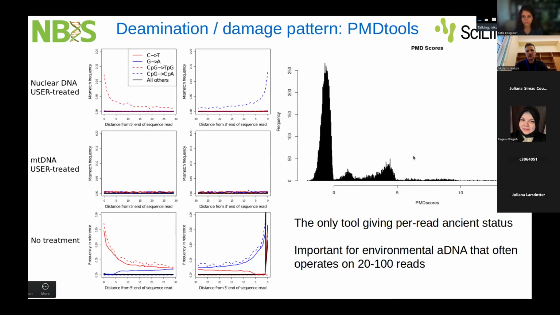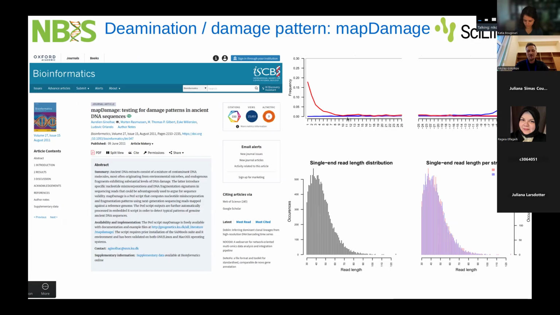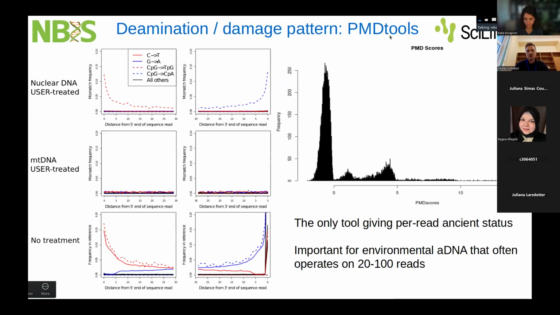A tool that I would like to emphasize here, which I think is better than mapDamage, is PMDtools. I'm a big fan of this tool because I often deal with USER or UDG treated samples. So for me, it's quite important to still check the deamination pattern, and PMDtools can use the CpG sites to check deamination, which kind of escape USER treatment. CpG sites escape this treatment for some reason unclear to me. So that's super important to still see the deamination even on treated samples.